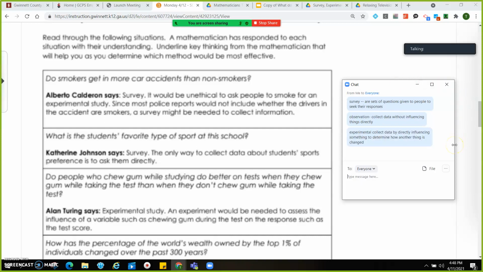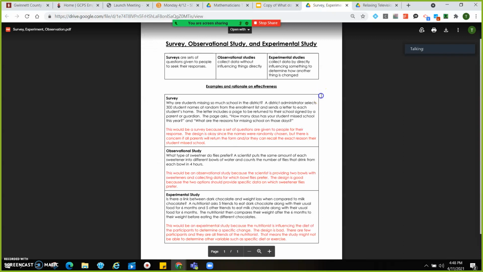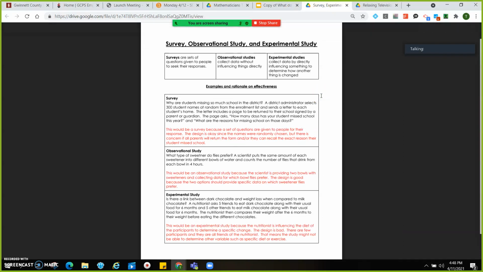Okay, if you need to pause the video and write those down in your notes, it's a good thing to have these written. So let's go through some situations. Actually, we're going to go through a couple of examples, and if you need this, it'll be on your screen in just 1 second. Okay, up at the top, those are the definitions. So let's go through the examples and then the rationale behind them.